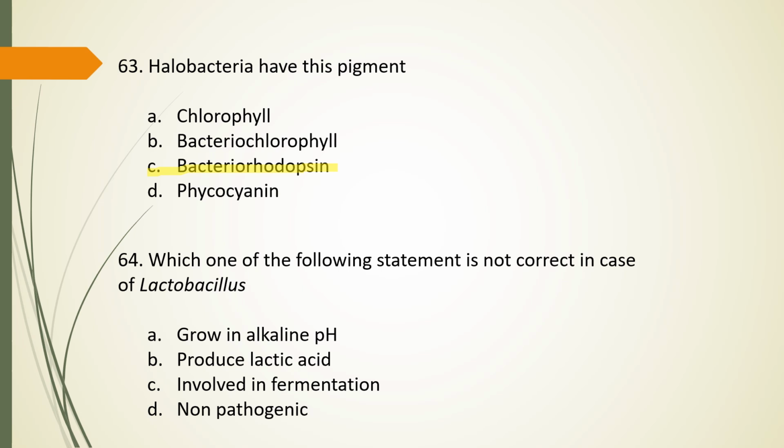Question number 64. Which one of the following statements is not correct in case of Lactobacillus? Option A growth in alkaline condition, B produce lactic acid, C involved in fermentation, D non-pathogenic. The correct answer is option A, growth in alkaline pH. Lactobacilli can produce lactic acid and are also involved in fermentation, and they are non-pathogenic.